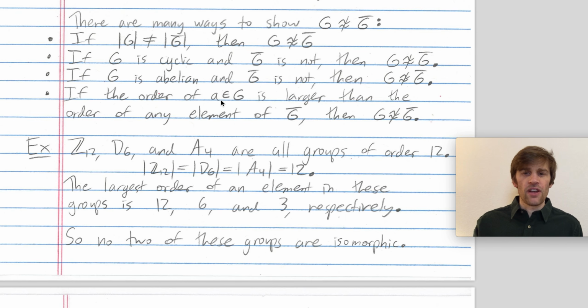And we saw that in a group G, under an isomorphism, the order of an element A was the same as the order of its image, phi of A. So if in one group G, the order of an element is larger than the order of any element in the second group, G bar, then G and G bar can't be isomorphic because A has no element of the same order in G bar that it could be mapped to.